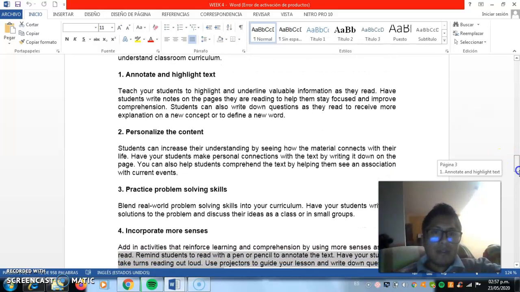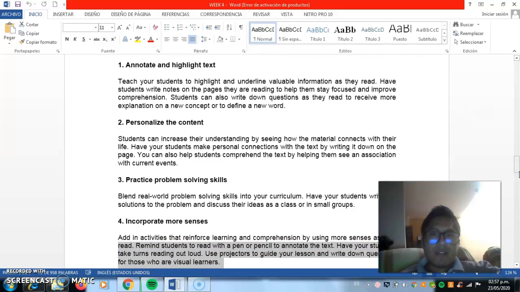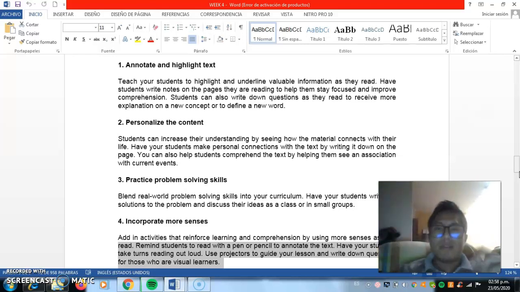Personalize the context. Students can increase their understanding by seeing how the material connects with their life. Yes, that is very true. Most of the time, try to connect the reading text with your daily life or some experience that you lived before, or someone lived, and you can remember that and apply it. You can connect the ideas.